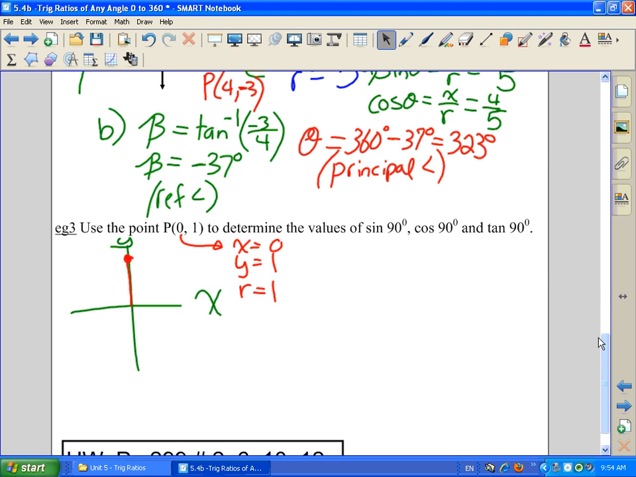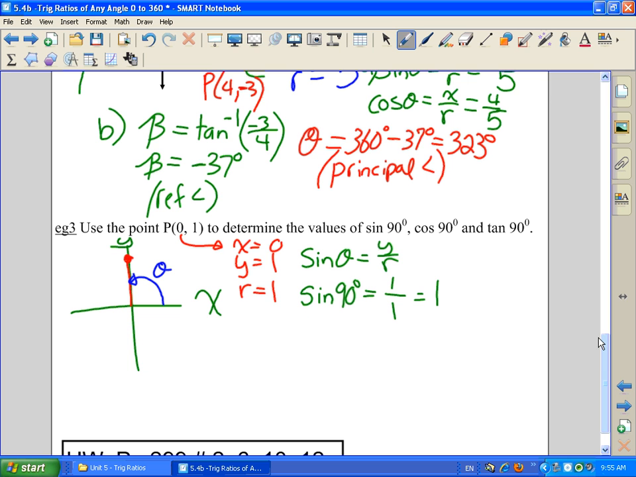Okay, so the angle we're looking for is from the initial arm to the terminal arm, which is theta. So it asks us for the sine of 90, the cos of 90, and the tan of 90. So just remember, sine theta, the original formula, equals y over r. Sub in what we know, sine of 90 degrees equals my y, which is 1, over my r, which is 1, and that equals 1.